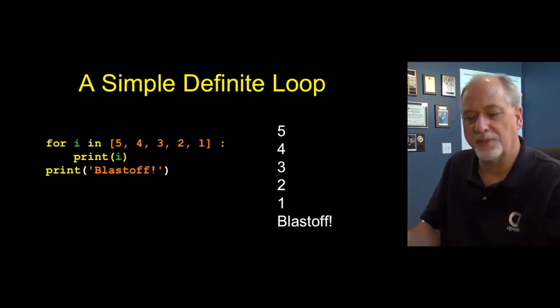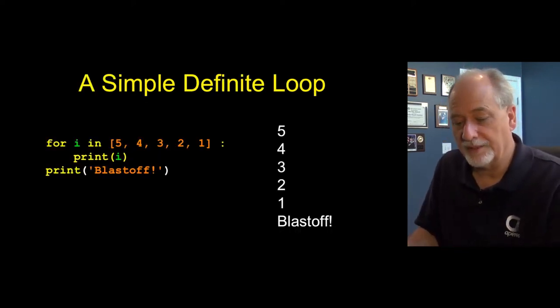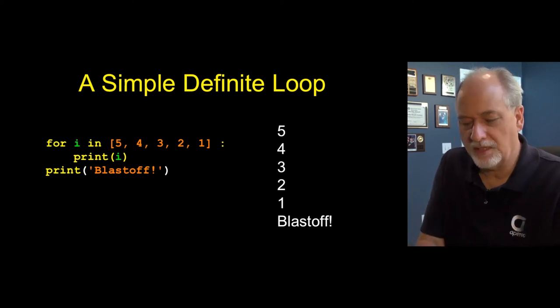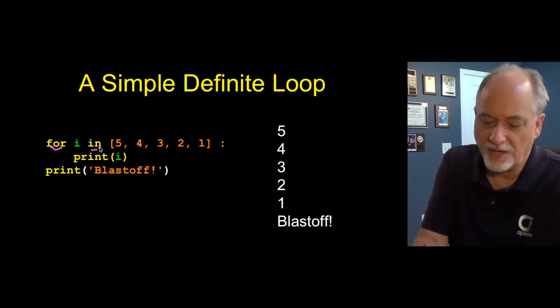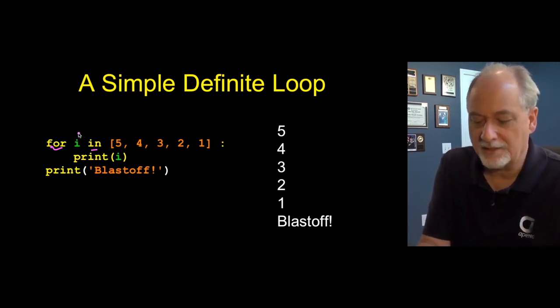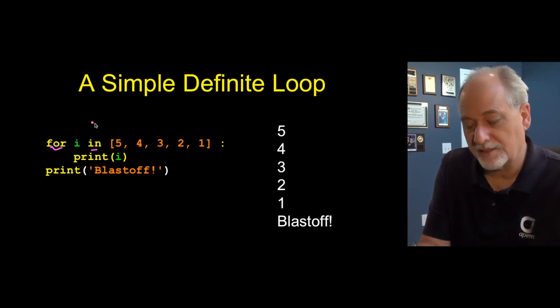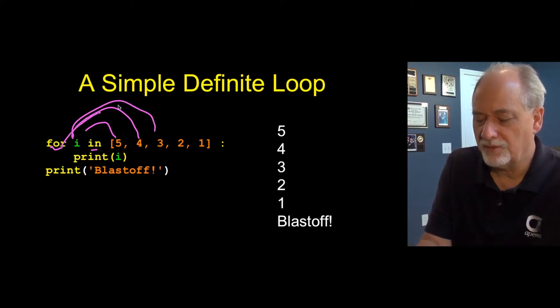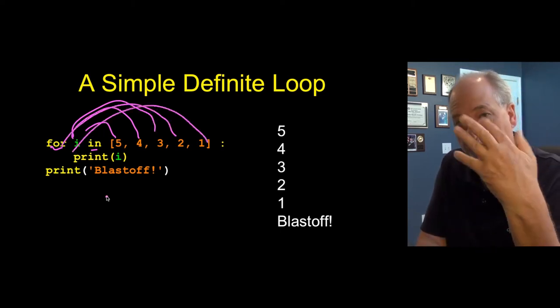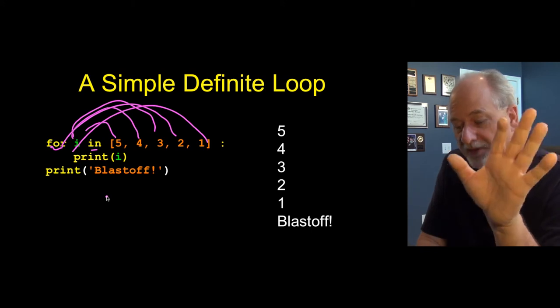So here's a very simple for loop. You see the for keyword, and in is also a keyword. The iteration variable is something we put right here. This I is declared. This I is like an assignment statement. And I is going to take on successive values. So I is going to be 5 the first time through the loop, then 4 the second time through the loop, 3rd, 2, 1. So I is going to be assigned 5 different times to 5 different values.